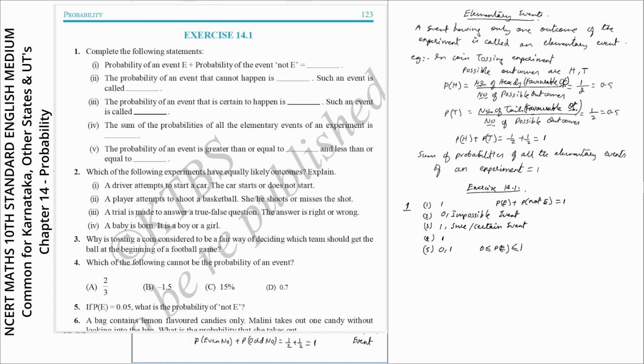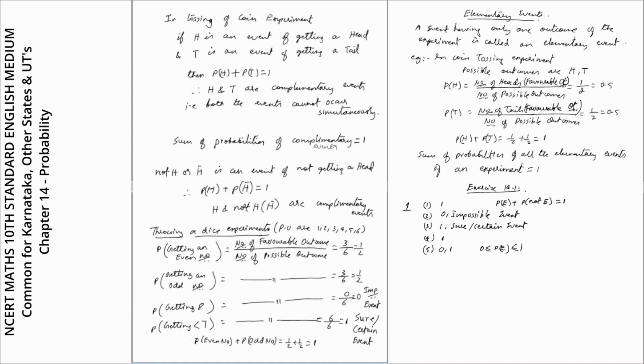Exercise 14.1, question number 1. Complete the following statement. Probability of an event E plus probability of the event not E is equal to what? In the previous page you can see that the event of getting head and the event of getting tail, these two are complementary events. Why? Because these two events cannot occur simultaneously. Whenever we get head, we won't get tail, and whenever we get tail, we won't get head. And the probability of head is 1 by 2, probability of tail is 1 by 2. When we add these two probabilities, we get 1.